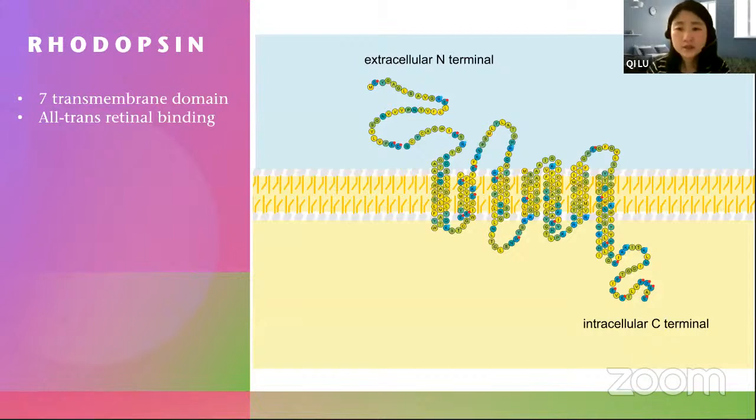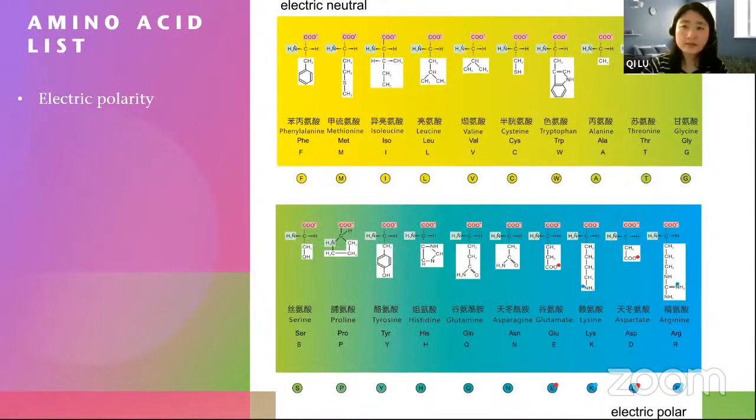So here it shows that it has a 7 transmembrane domain, and this color is determined by the electrical polarity of each amino acid residue.